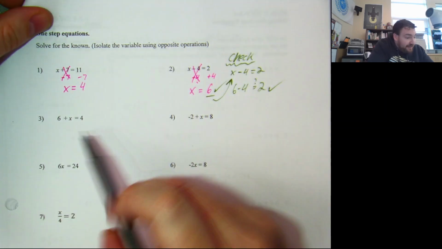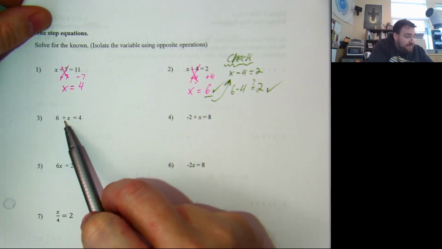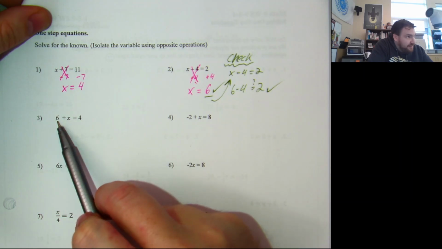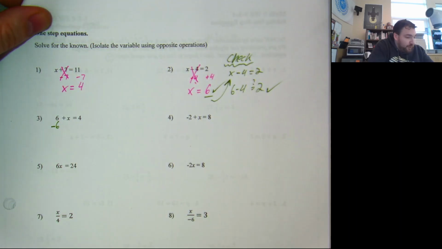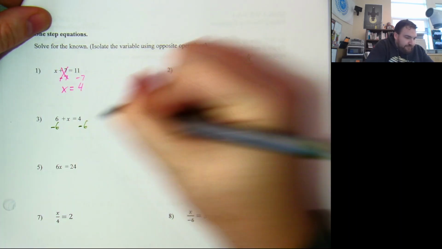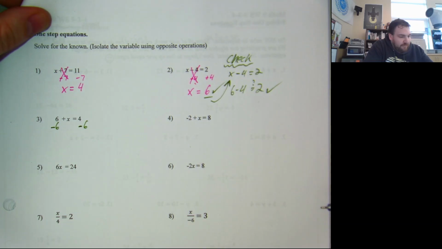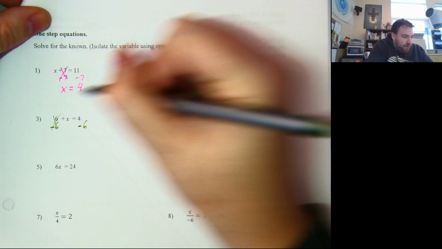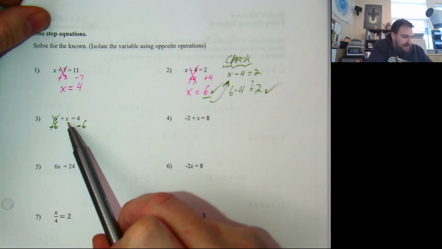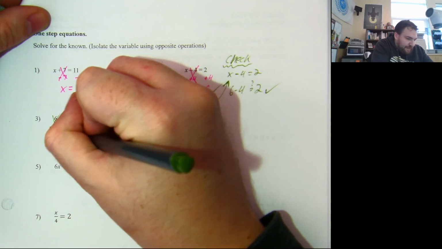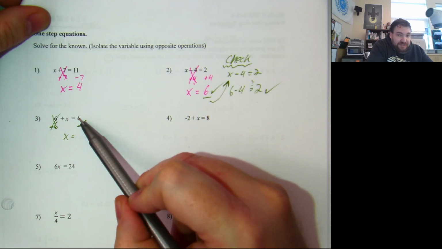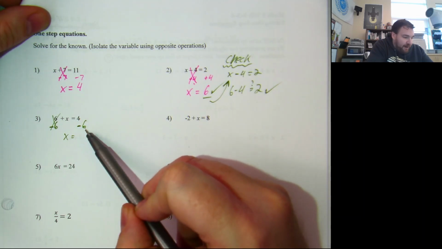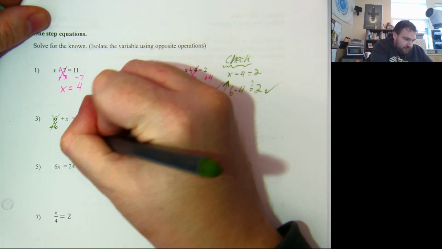Yes, Hassan Joe. Because the 6 is here and it's positive. It doesn't matter what's going on right here. This 6 is positive. To get rid of it, we're going to take 6 away. And whatever I do to one side, I have to do to the other. 6 minus 6 is 0, leaving me with 0 plus x, which is just x. And on the right-hand side, I'm going in order. If I'm taking 6 away from what was there, I need 4 minus 6. 4 minus 6 is negative 2.